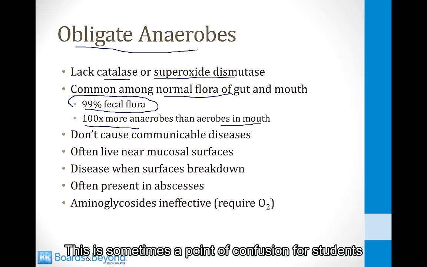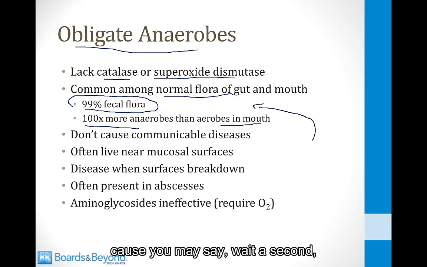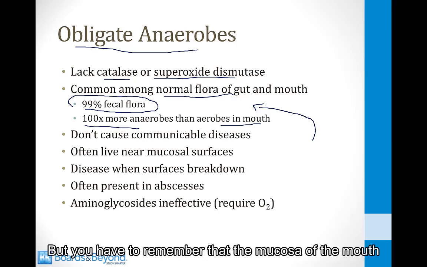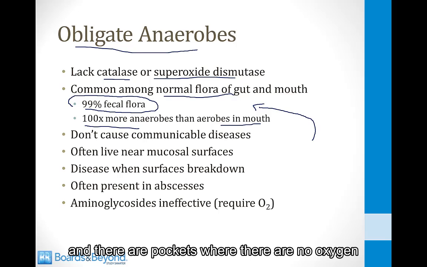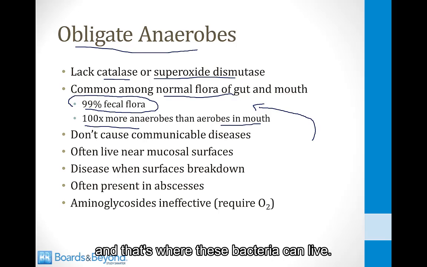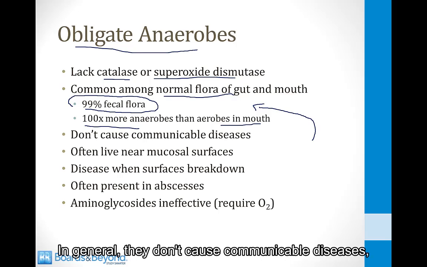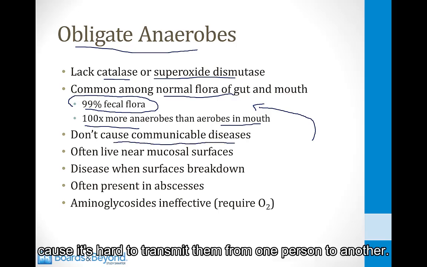Now, this is sometimes a point of confusion for students because you may say, wait a second, there's a lot of oxygen present in the mouth. Why are these bacteria able to live there if they're obligate anaerobes? But you have to remember that the mucosa of the mouth and the GI tract is a very complicated area, and there are pockets where there is no oxygen, and that's where these bacteria can live. In general, they don't cause communicable diseases because it's hard to transmit them from one person to another.